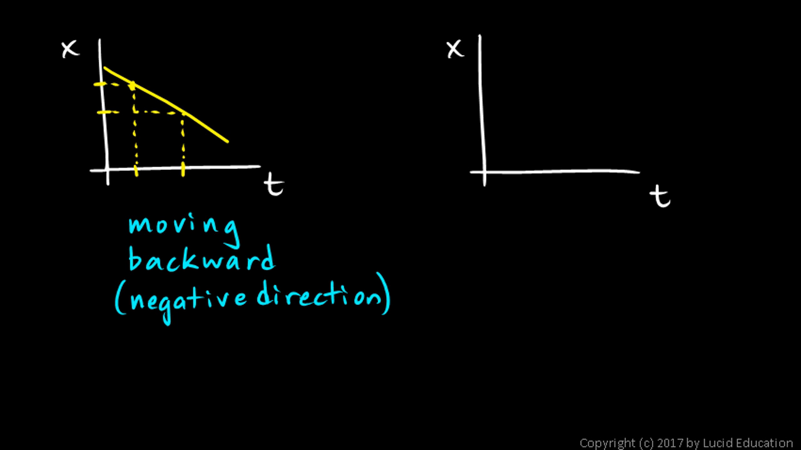And if we had a graph like this, okay, same thing, it's moving backwards, but this line is steeper in this case. So we would say it's moving backward faster, or at least faster compared to the first graph.